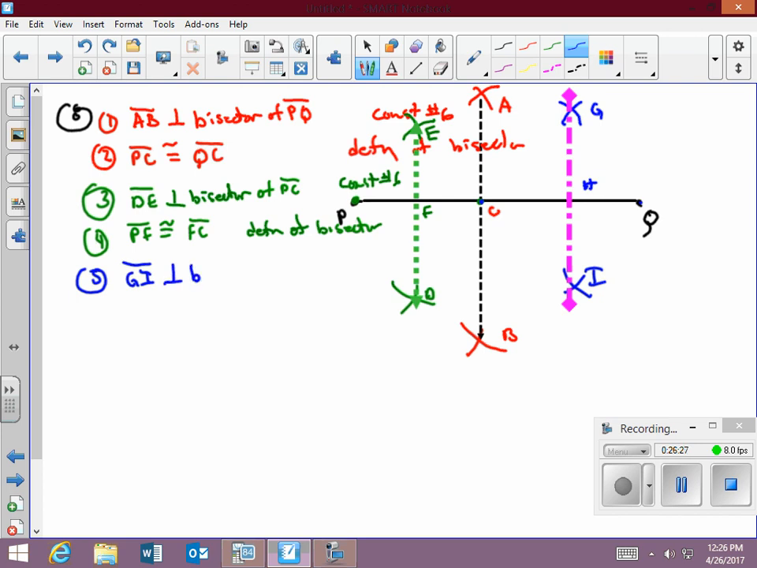perpendicular bisector of CQ, construction sets. Then you'd have CH is congruent with QH, and that's a definition of bisector.